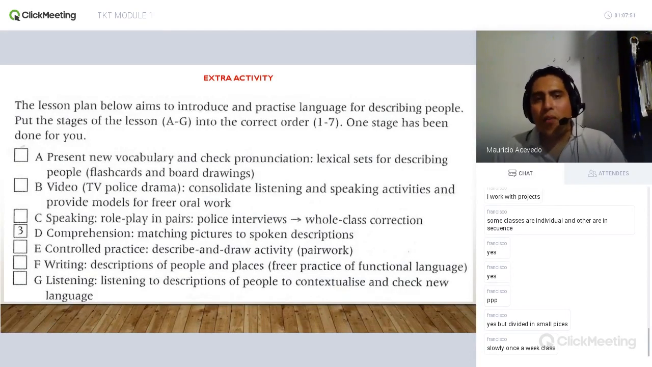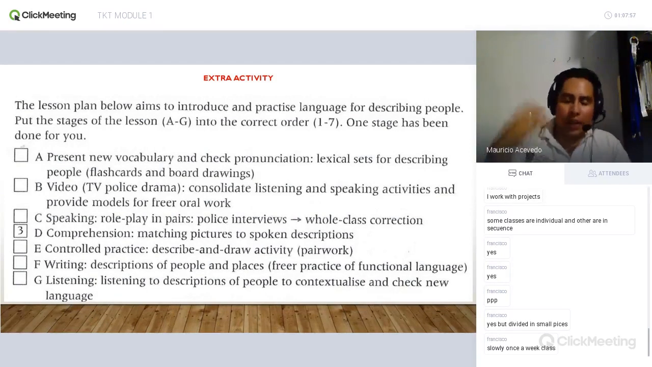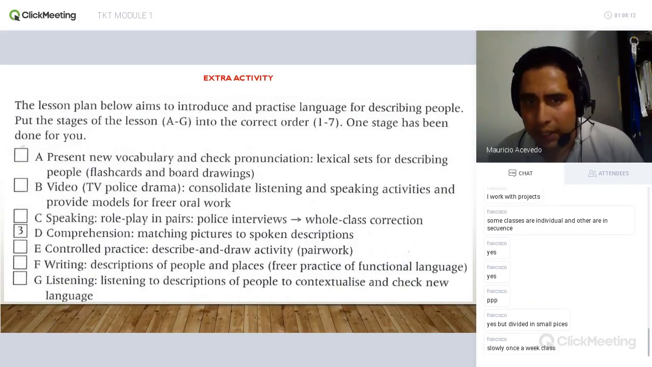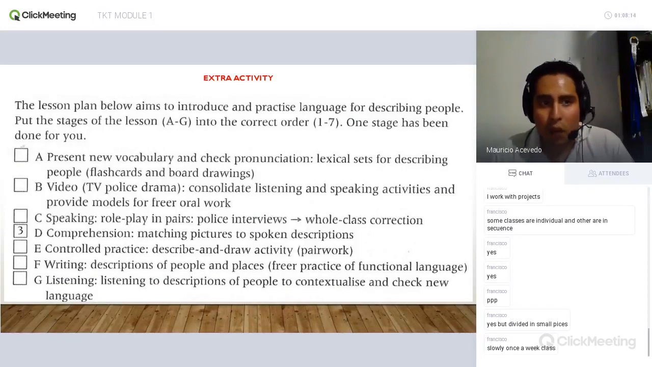Now we're going to go further with the extra activity. Okay, this activity will help you with the real test. The lesson plan below aims to introduce and practice language for describing people. Put the stages of the lesson from A to G into the correct order from 1 to 7. One stage has been done for you.